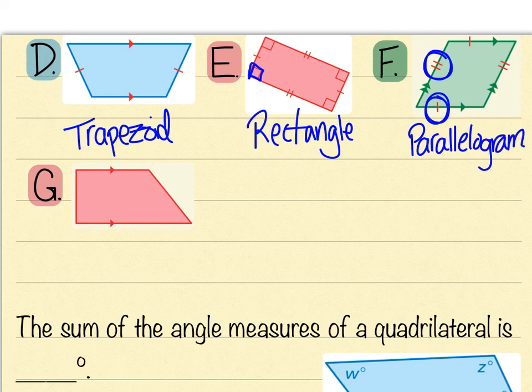And then example G, we have one set of parallel sides again, and that makes this a trapezoid.